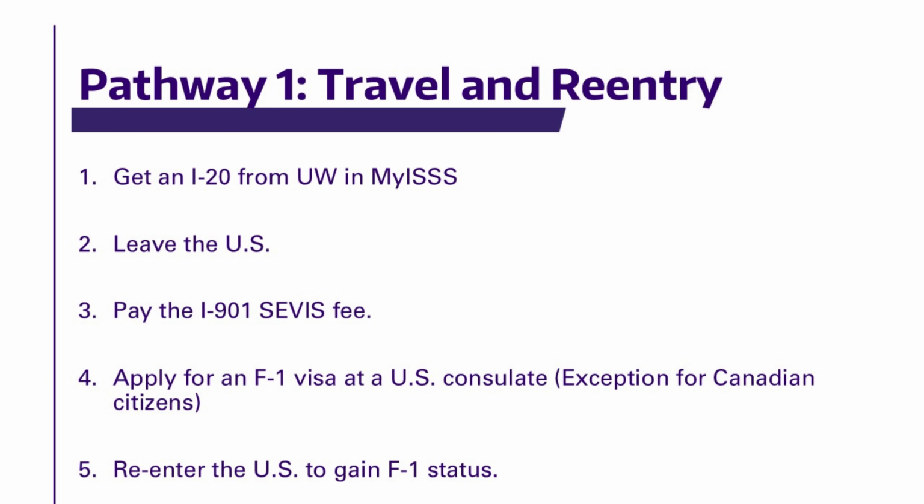The first pathway is travel and reentry. The steps required to gain F1 status through travel and reentry are: 1. Get an I-20 from UW in your My ISSS. 2. Leave the U.S. 3. Pay the I-901 SEVIS fee. 4. Apply for an F1 visa at the U.S. consulate. Canadians are exempt from needing an F1 visa stamp. 5. Re-enter the U.S. to gain F1 status.